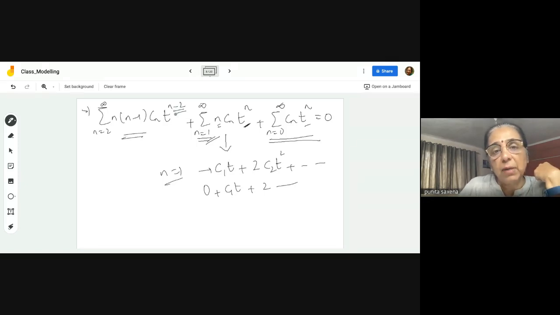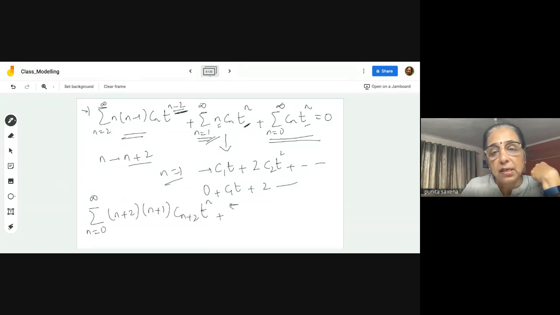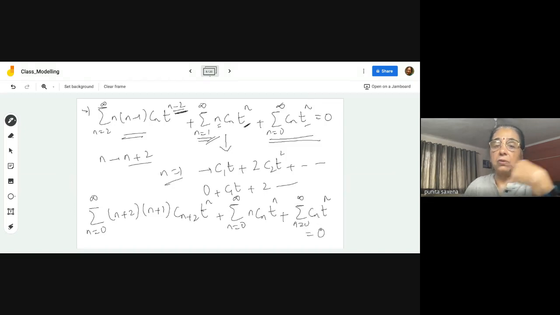Why? Because we have an n minus 2 here. So to change this n minus 2, we need to change our n to n plus 2. And accordingly, our starting point reduces by 2 units. So we get summation n from 0 to infinity, (n plus 2)(n plus 1) c_(n plus 2) t^n, plus, this I write from 0 to infinity, n c_n t^n, plus summation n from 0 to infinity c_n t^n, equal to 0. Is this clear?